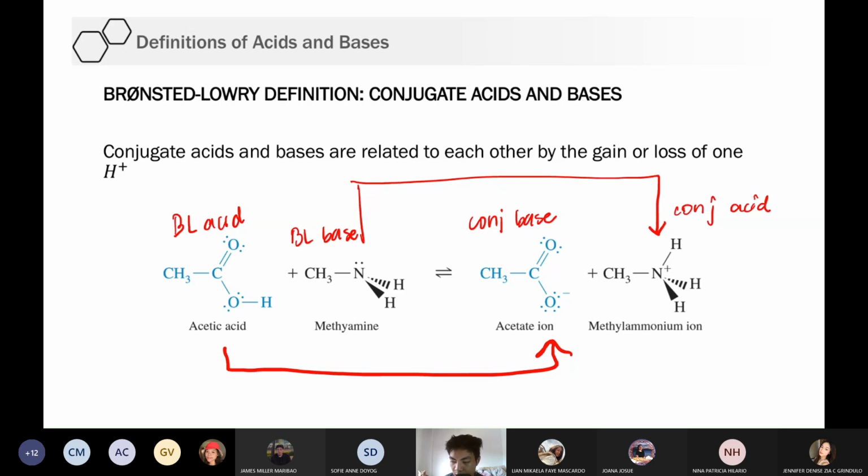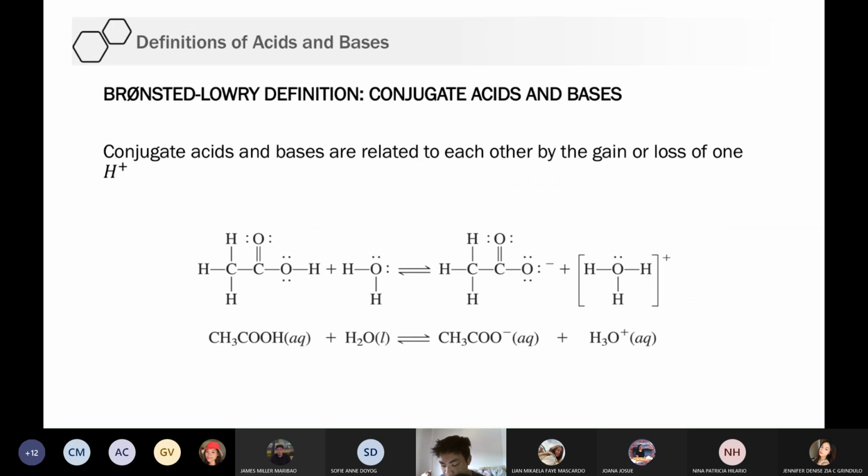Okay? So, si acid, it will produce conjugate base. Si base, it will produce conjugate acid. Ano yung difference nila? Yung dami ng H, no? So, nagbabago lang yung H nila by 1. Pwedeng madagdagan siya ng isang H, pwedeng mabawasan siya ng isang H. Okay? So, ganun lang. Ito pa.